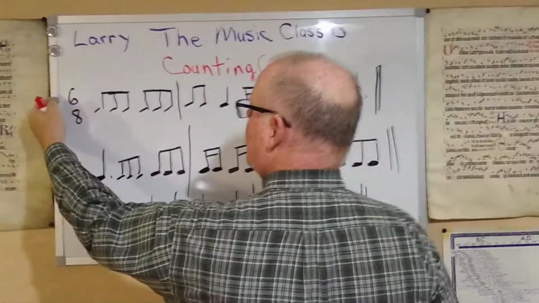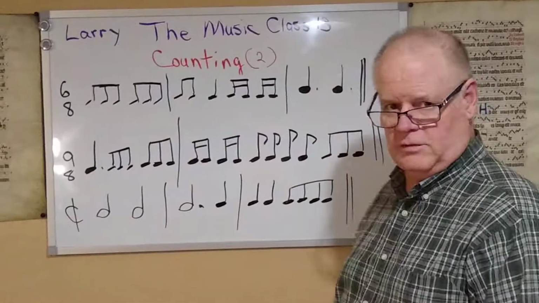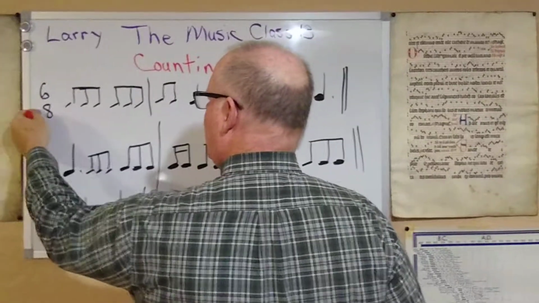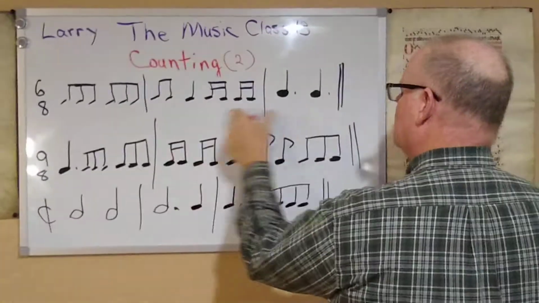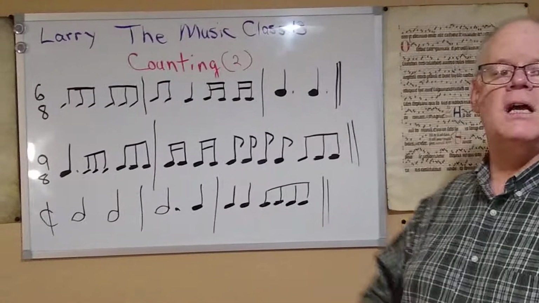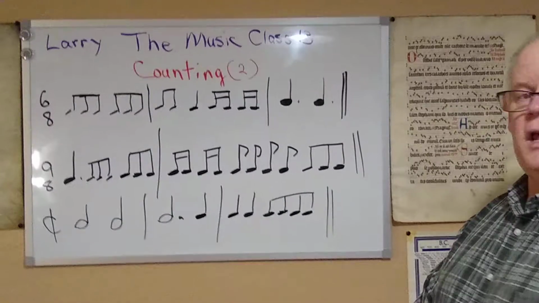Now, this is telling me that I've got 6 beats per measure and that the 8th note gets the beat. Or, I have the value of 6 eighth notes in each measure. Again, I drew just the measures. I didn't put in the staff because, well, it's cleaner this way. So let's count our way through it.